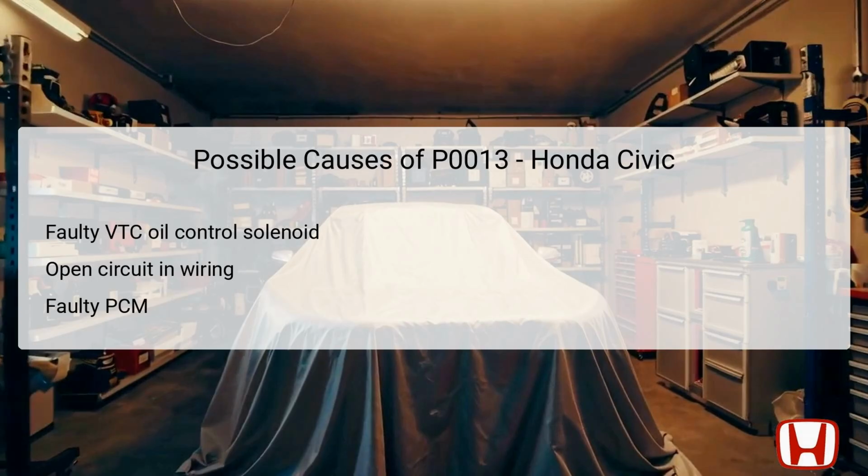Finally, issues with the PCM can also result in malfunctions. If the PCM is not functioning correctly, it may not accurately sense or control the solenoid, leading to a persistent error code. Understanding these causes is fundamental for effective troubleshooting of the DTC P0013.